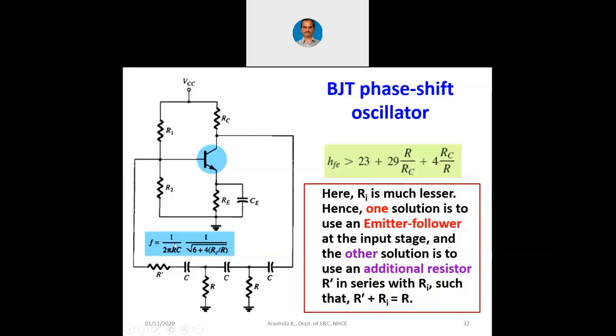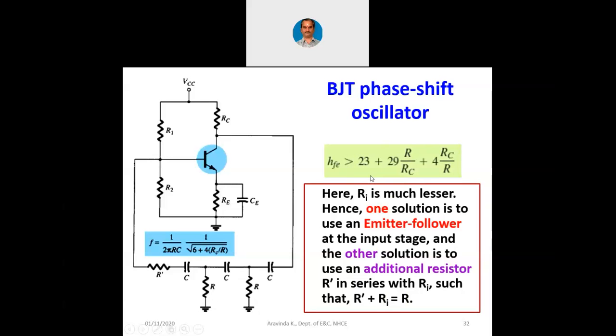Now here, as this particular BJT is going to have an hFE or beta, when we perform a frequency domain analysis of this particular circuitry, we have one more requirement now. That is, the beta or the hFE of the transistor must be greater than this particular factor. You don't have to worry about how we obtain this factor.